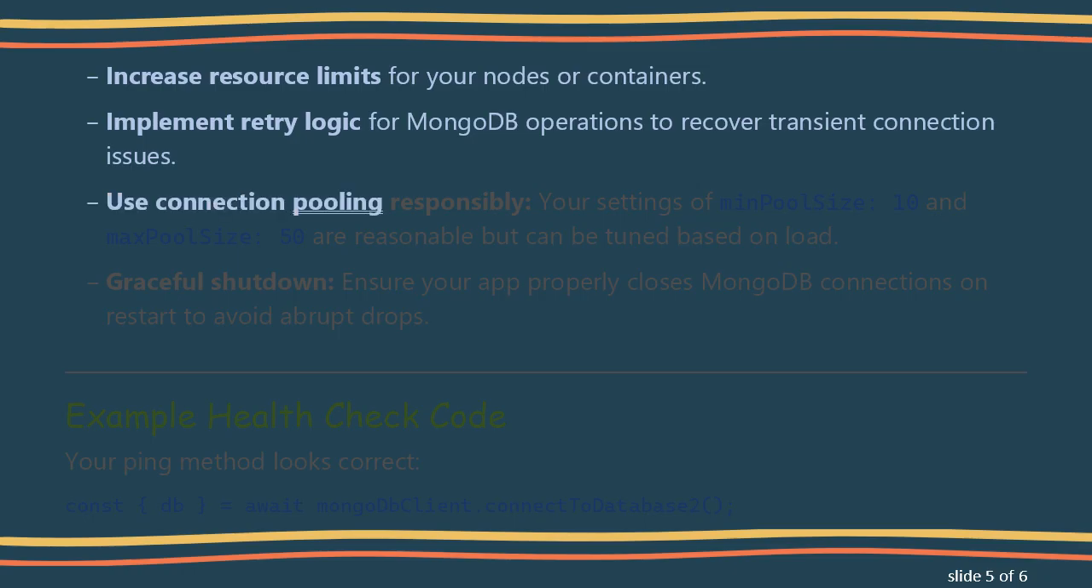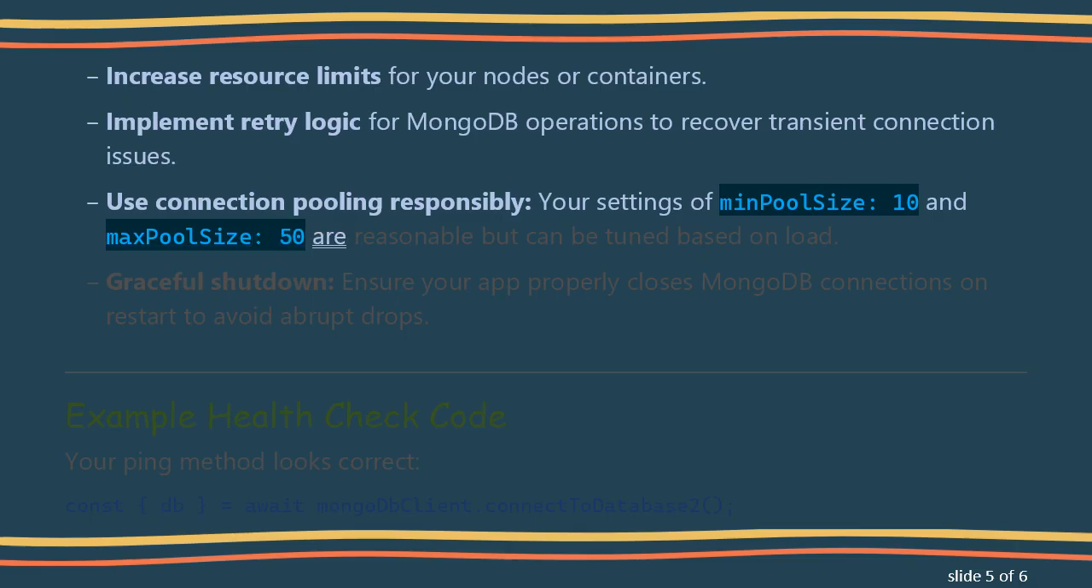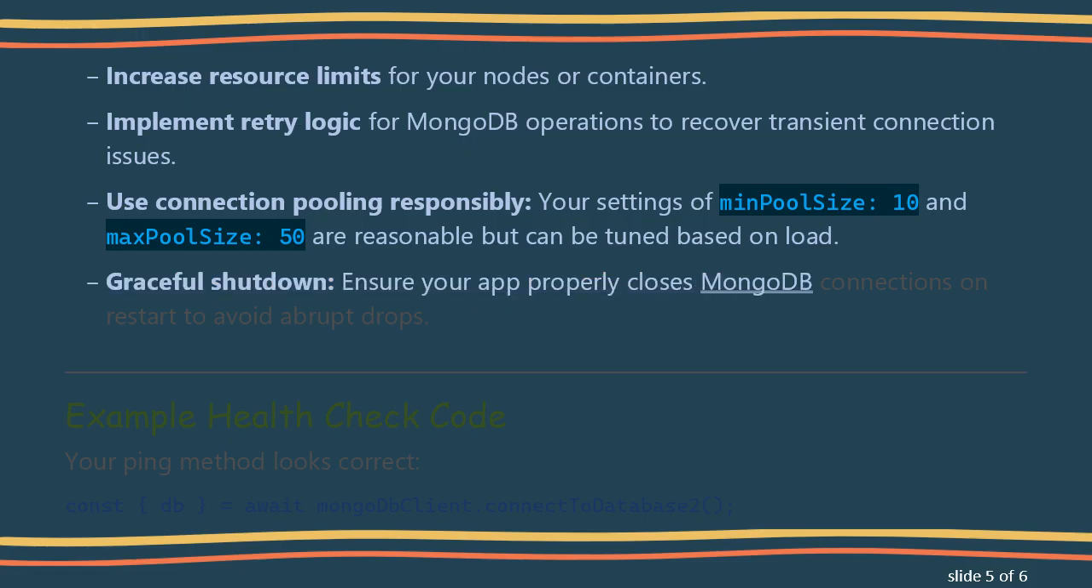Use connection pooling responsibly. Your settings of min pool size 10 and max pool size 50 are reasonable but can be tuned based on load. Graceful shutdown. Ensure your app properly closes MongoDB connections on restart to avoid abrupt drops.